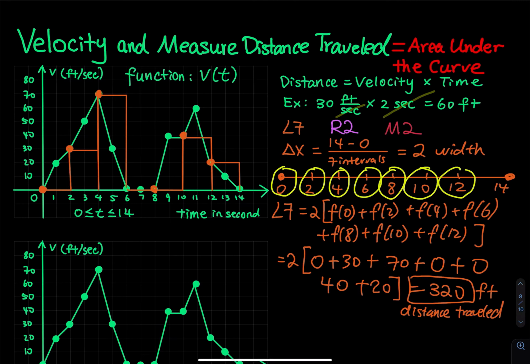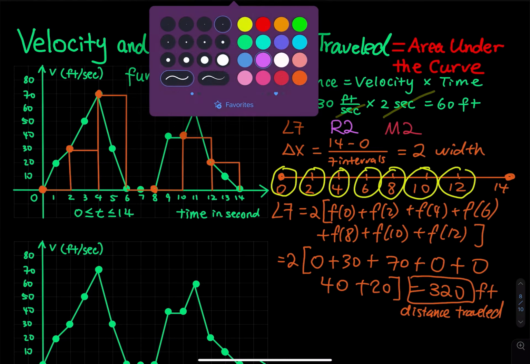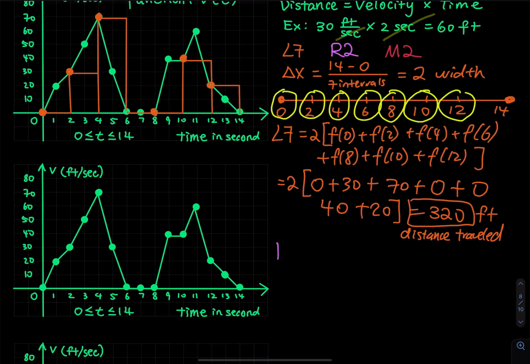All right, so let's do the next one. The next one is a right sum using 2 intervals. So we have a right sum using 2 intervals, and what is the delta x? The delta x is the maximum x minus the minimum x divided by 2, which equals 7, and 7 is the width of each interval. You have to look at this graph.